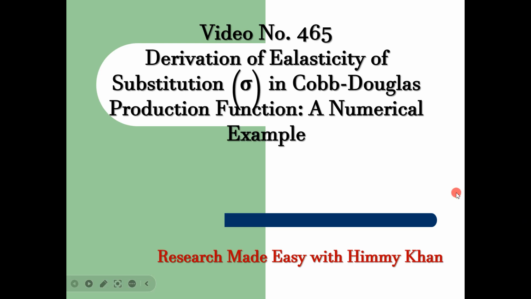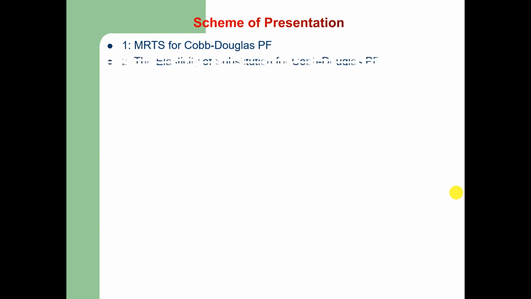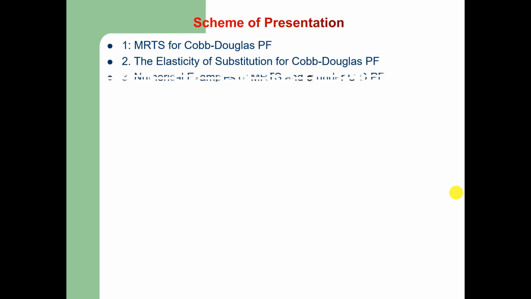So first I will share with you the schema of presentation. I'll calculate MRTS for the Cobb-Douglas production function, and then I'll derive the elasticity of substitution for the Cobb-Douglas production function, and finally I'll give the numerical example of MRTS and elasticity of substitution under the Cobb-Douglas production function. And after that, I'll conclude this presentation.